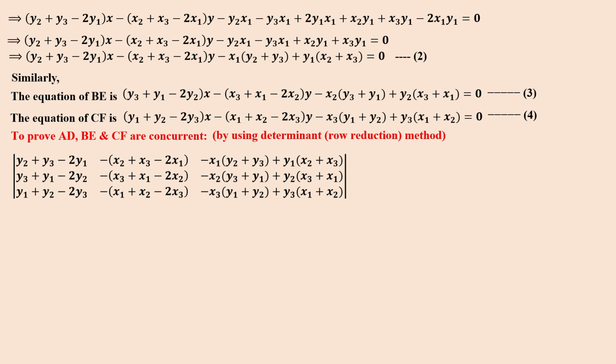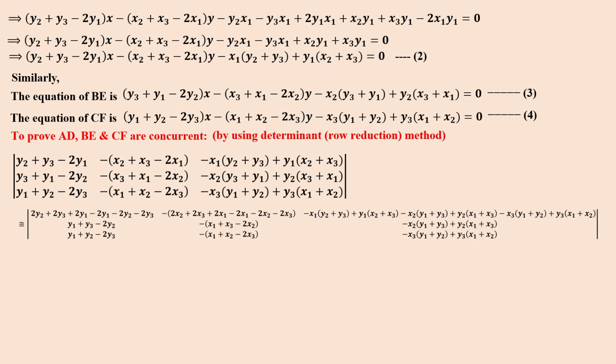Now we are going to prove this determinant value is 0. Then the three lines are concurrent. That is the idea. For that we use the row reduction idea. The first row is replaced by the first row plus the second row plus the third row, so adding R1 + R2 + R3 and placing it in the first row.